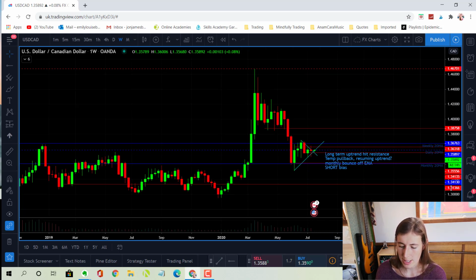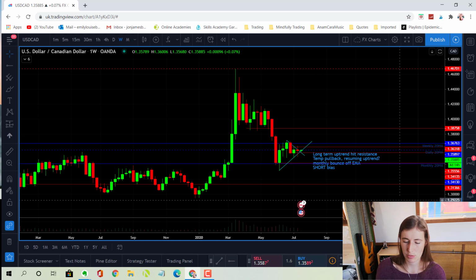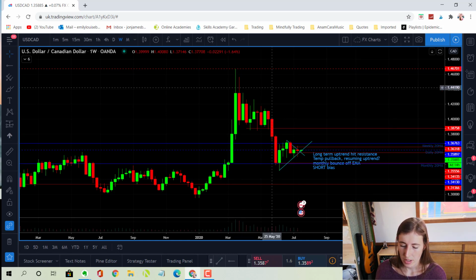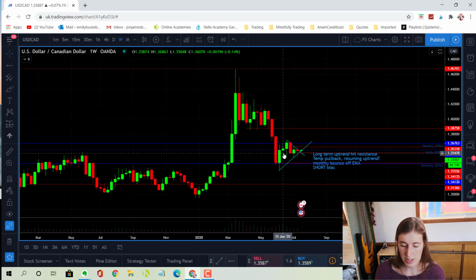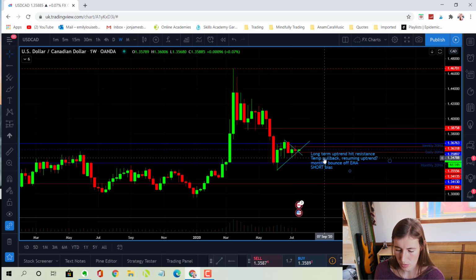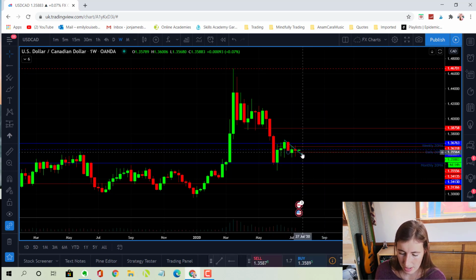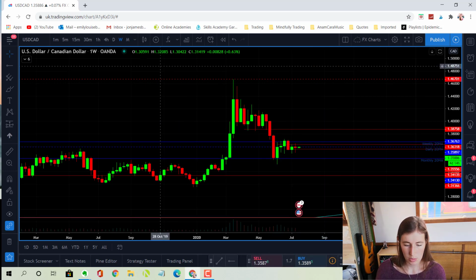So last week I noted that it's been in a long-term uptrend. It's hit this resistance level here, and this could be a temporary pullback, possibly resuming the uptrend because it's a monthly bounce off that EMA. So I'm just going to remove those notes so that we can go through that again, just to refresh what's going on.